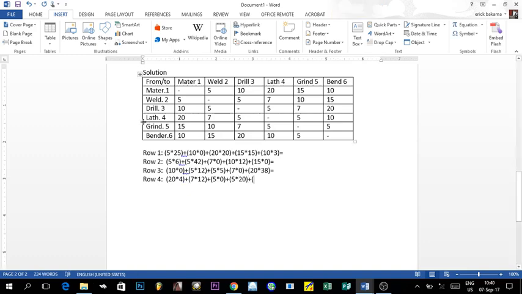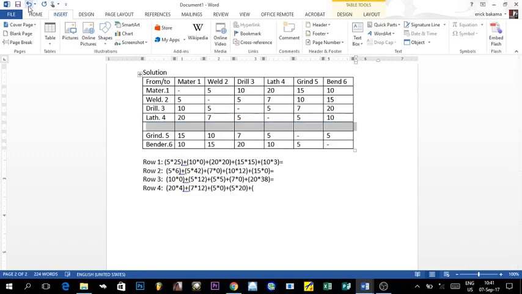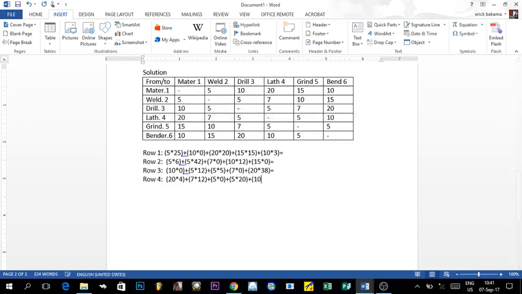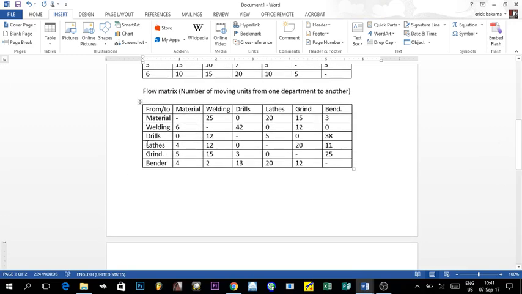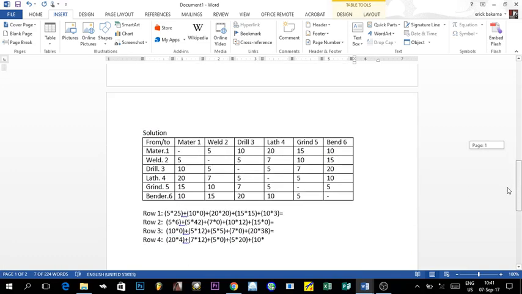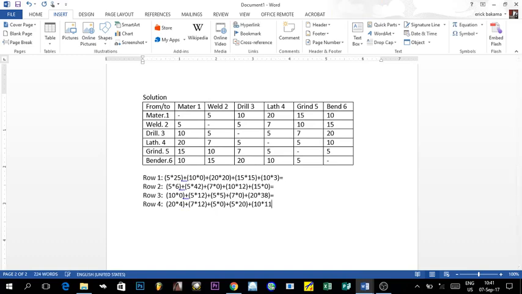Plus, we are doing lathe and bend. The distance is 10 between room 4 and room 6. So we have lathe and bend. Lathe and bend is somewhere here. We have 11 units that are moving. So we have our 11 units here.